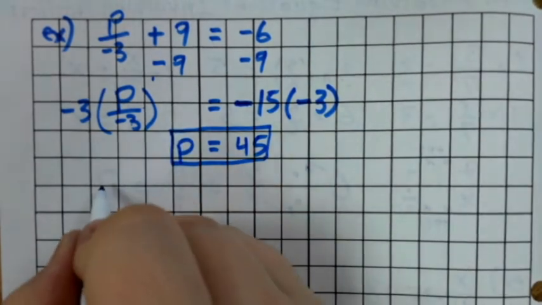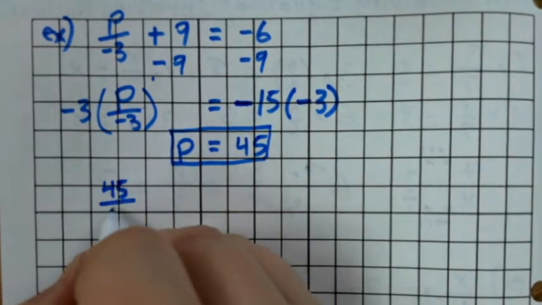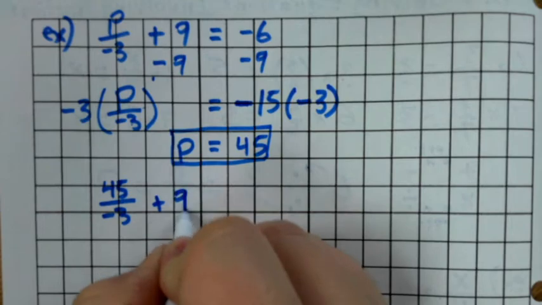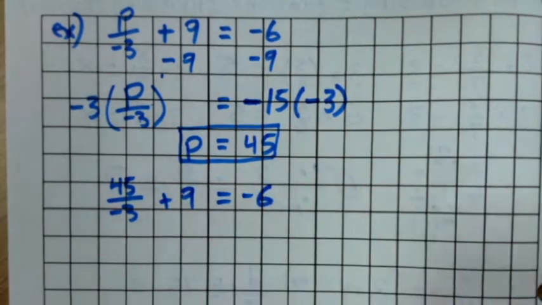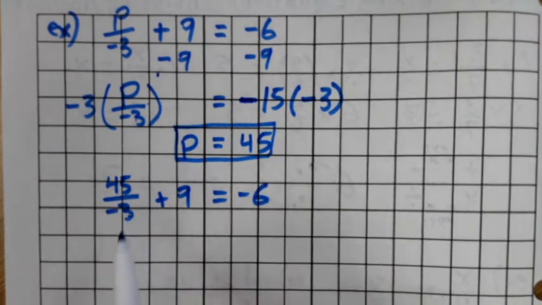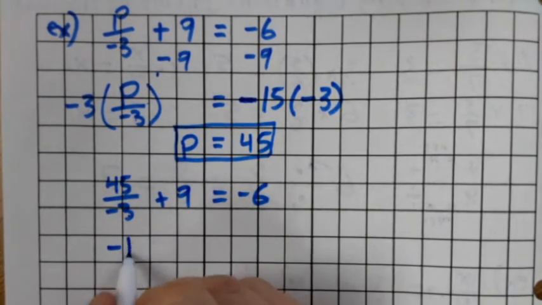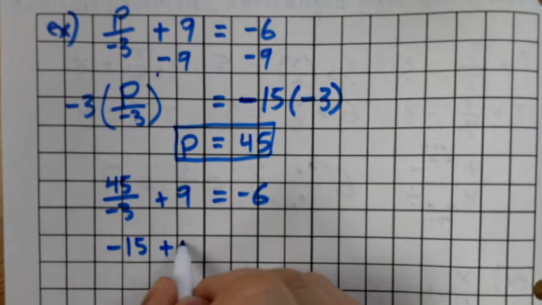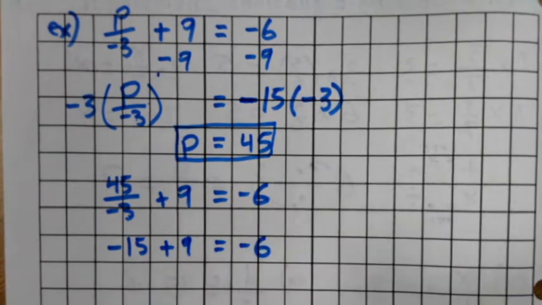Let's verify this. 45 over negative 3 plus 9 equals negative 6. This is where we use BEDMAS. We need to divide first. 45 over negative 3 is negative 15. Then we have our plus 9 equals negative 6.